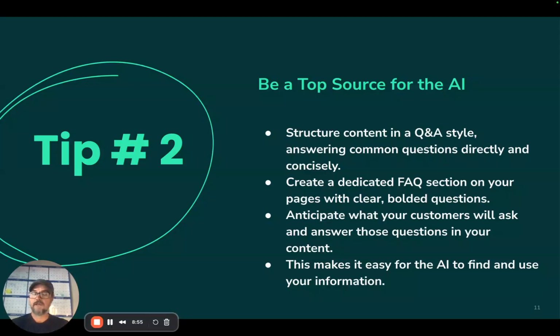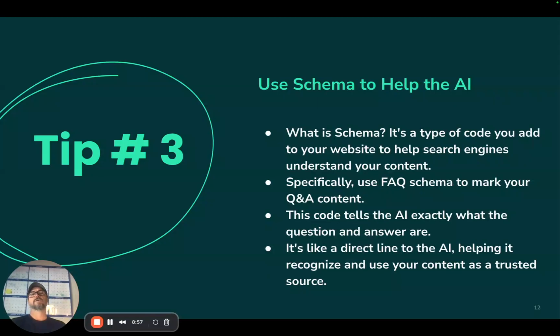Tip number three, extremely important, use schema markup language to help AI. What is schema? Well, it's a type of code that we put on the back of your website to help search engines understand your content. There's all kinds of schema, right? There's an author schema, there's a company schema, there's a location schema, but the one that I'm referring to here that's very important is specifically the frequently asked questions schema.